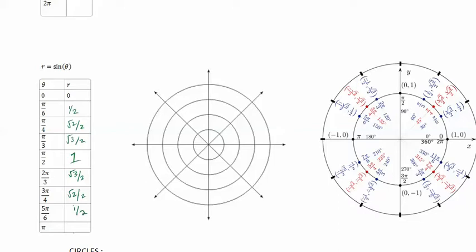And pi, which is 0 again. And it's going to become negative. All those values will also become negative. So if we look at what happens there, plug in 0, we get 0.